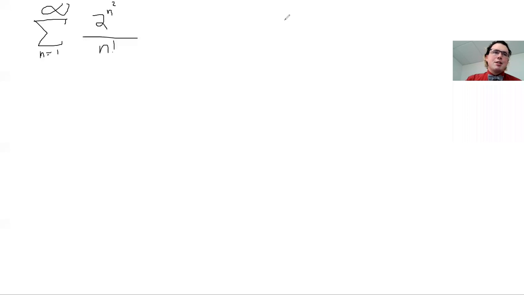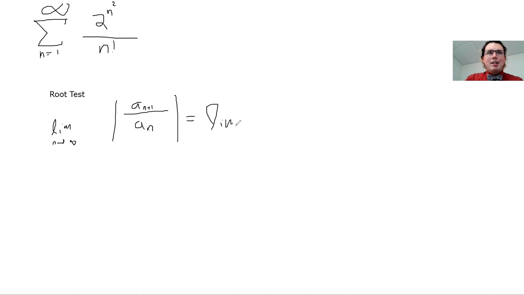So the root test says we are going to calculate the limit of the ratio of successive terms. So as n goes to infinity, I'm going to look at the absolute value of the n plus first term in the list divided by the nth term in the list. And fortunately enough for me, all of these terms in the series are positive, so I don't need to worry about absolute values for this particular problem.